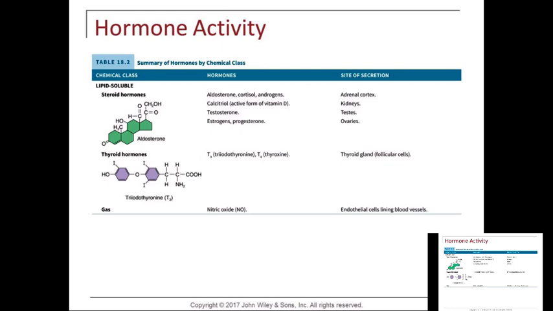Aldosterone and cortisol come from the adrenal cortex, calcitriol from the kidneys, testosterone from the testes, estrogen and progesterone from the ovaries. Thyroid hormones like T4 and T3 come from the follicular cells of the thyroid. Remember, T4 gets converted to T3, a little bit at the thyroid, but predominantly, and selenium dependent, at the liver.